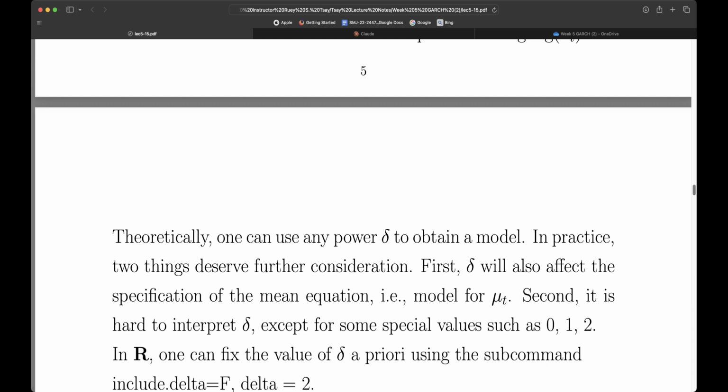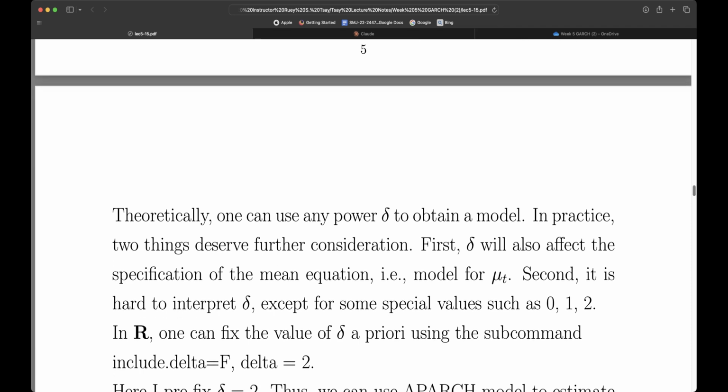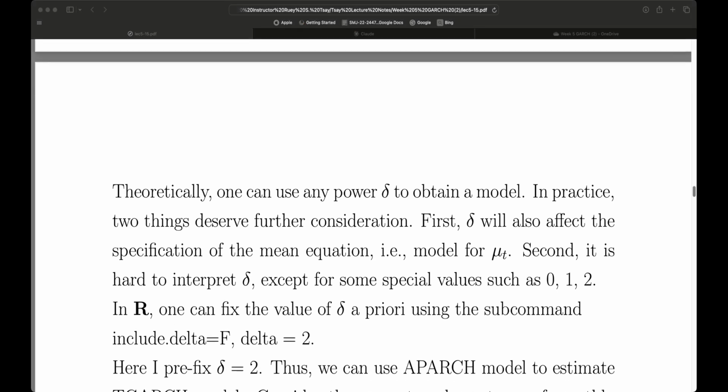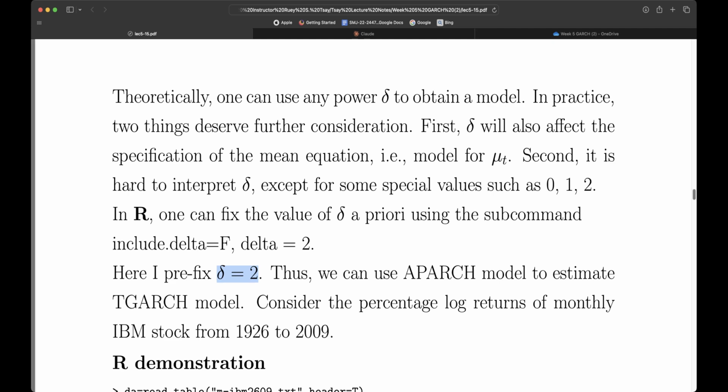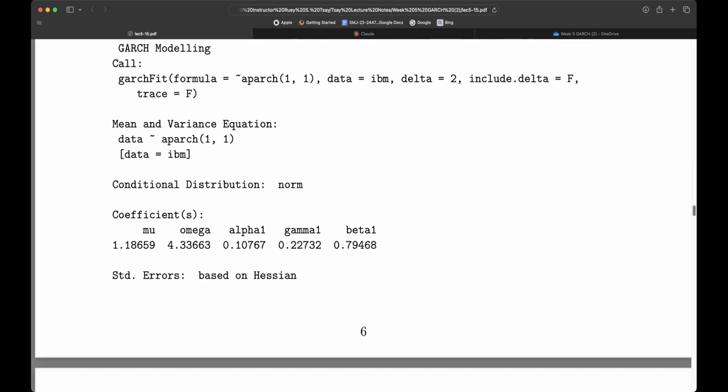Okay. In practice, two things deserve further consideration. First, delta will also affect the specific mean equation I model for mu_t. Second, it is hard to interpret delta except for some special values such as 0, 1, 2. So here we fix delta equal to the most popular case. Thus we can use a GARCH model to estimate the T-GARCH model. Okay, so this is an example.